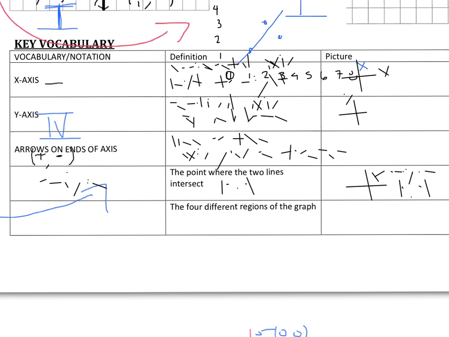And then lastly, the thing we learned was the 4 different regions of the graph. Remember we talked about those. Those were called quadrants. If you want to draw a quick picture of that, we have the first quadrant, the second quadrant, the third quadrant, and the fourth quadrant. All right, take a minute and pause the video if you need to fill in any of this information and make sure you've got it down.